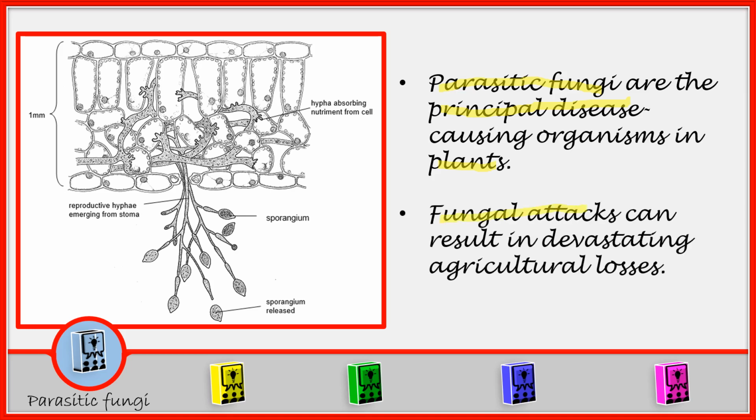The fungal attacks can result in devastating agricultural loss. So when those fungi affect, for example, here we have the fungus affecting the leaf, and you can see it goes on invading the cells and destroying them. Thus, this one is going to lead to the loss of the productivity of the plant.